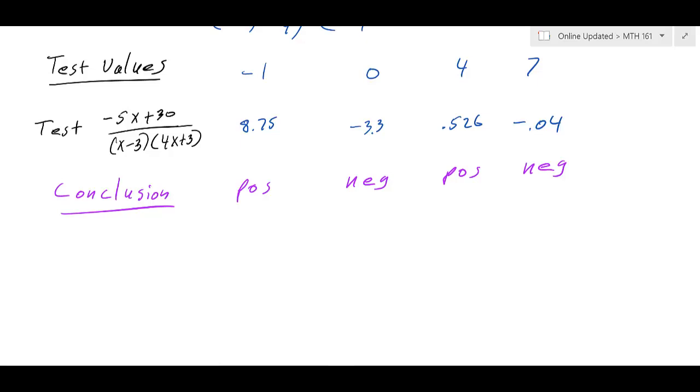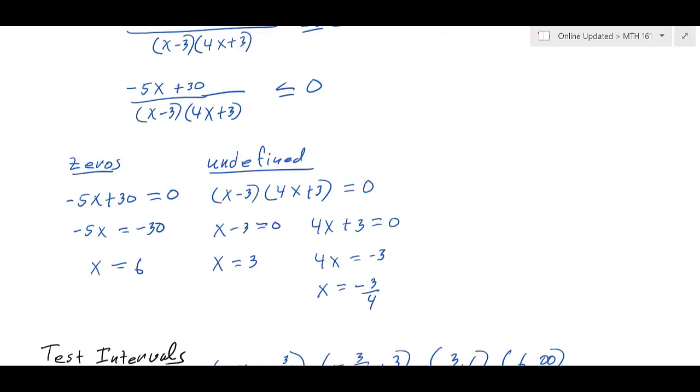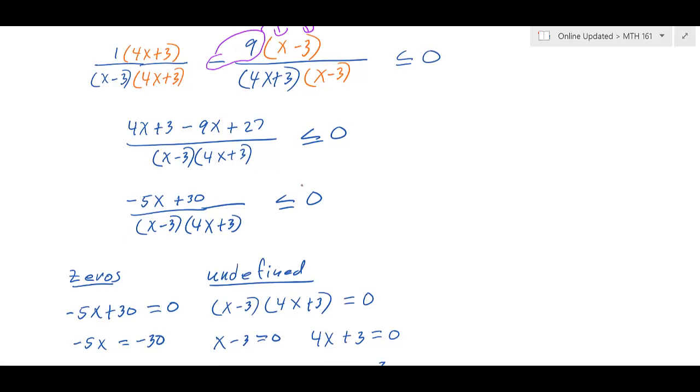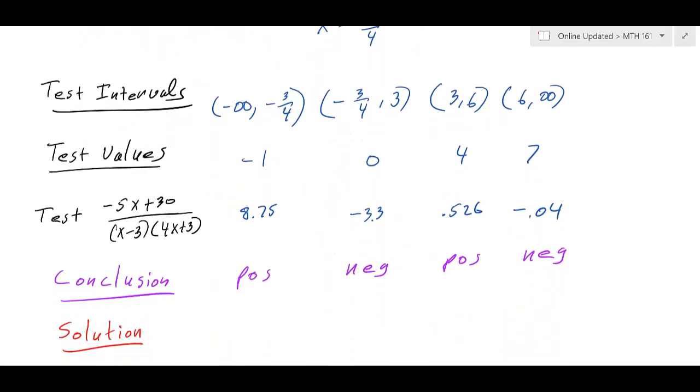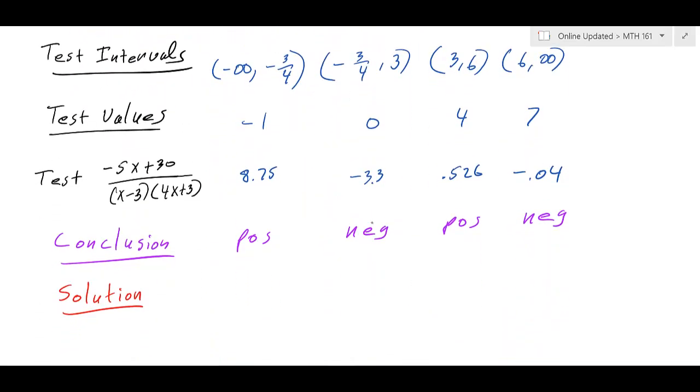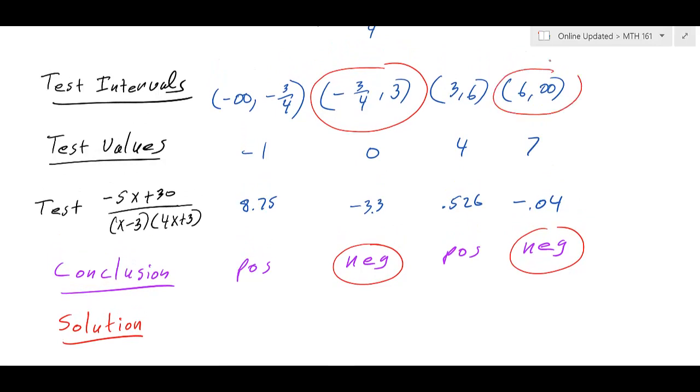So in order to then identify the solution, make sure that you look at the inequality again, and keep in mind we're looking at where this is less than or equal to 0. So that means we're looking at where it's going to be negative. So that's here and here. So that's from -3/4 to 3, and from 6 to infinity.